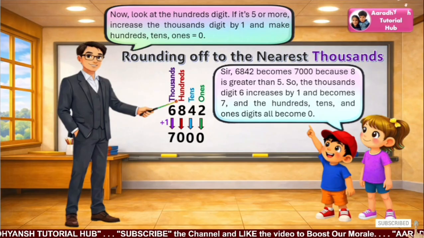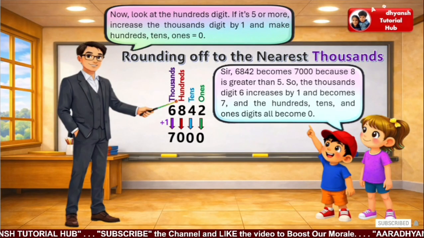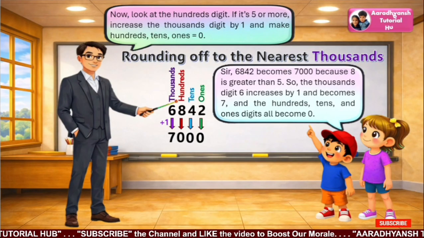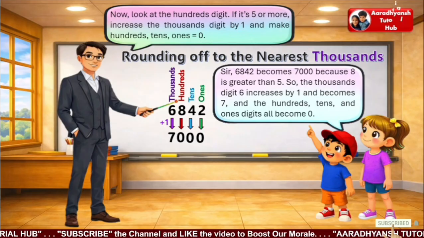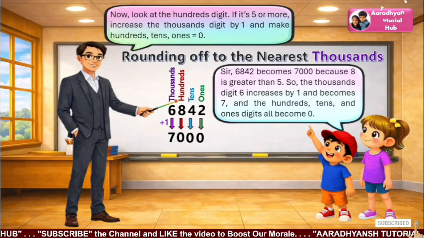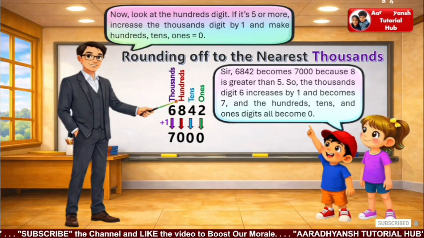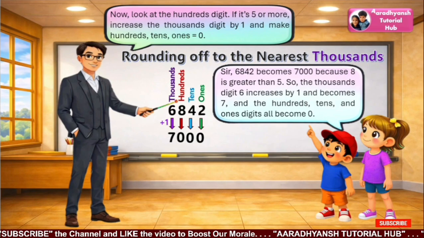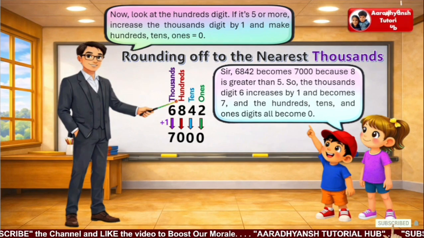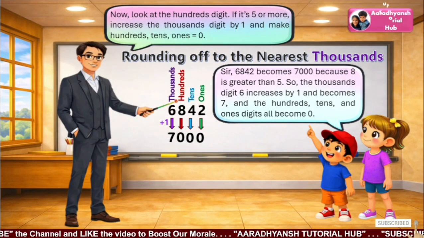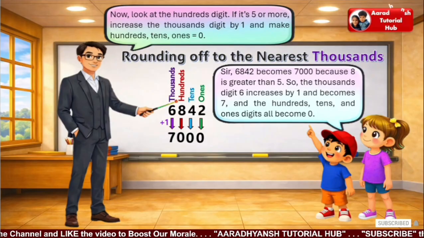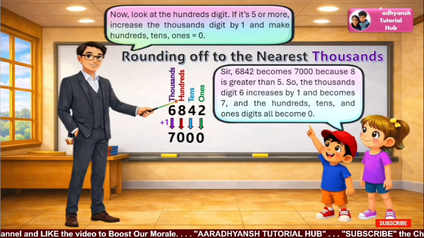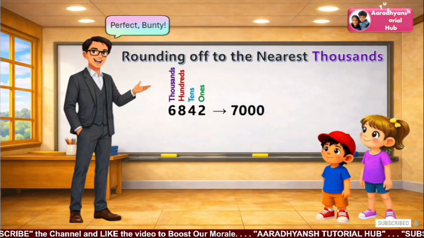Sir, 6,842 becomes 7,000 because 8 is greater than 5. So, the thousands digit 6 increases by 1 and becomes 7. And the hundreds, tens and ones digits all become 0. Perfect, Bunty.